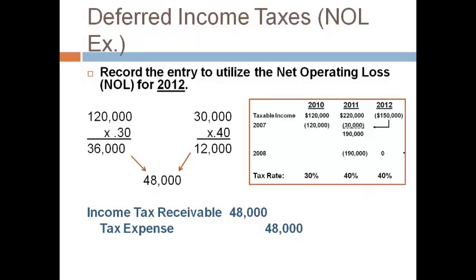The IRS will send them a check. The reduction to tax expense is recorded in 2012. You do not go back and adjust prior year's tax expense.